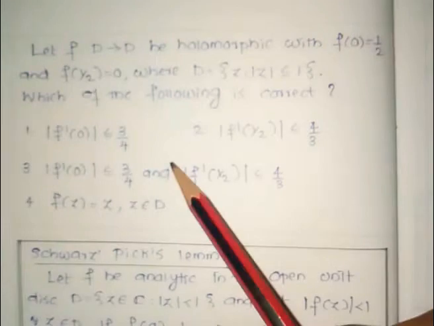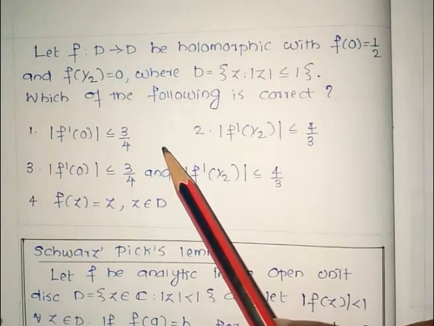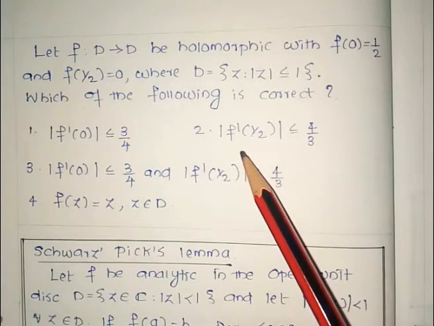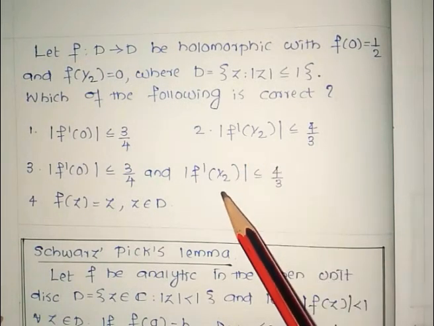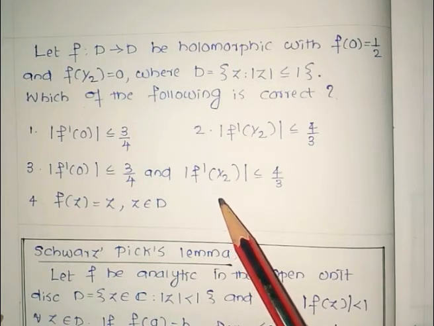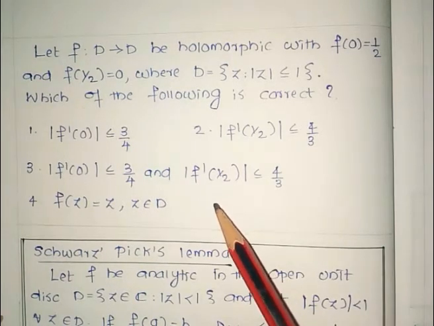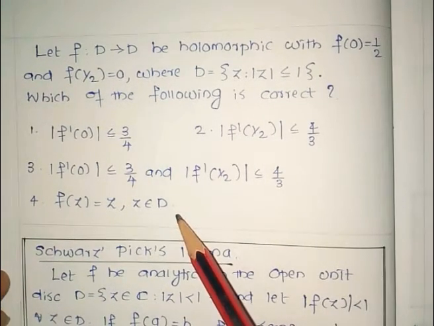Option number 1, |f'(0)| ≤ 3/4. Option number 2, |f'(1/2)| ≤ 4/3. Option number 3, |f'(0)| ≤ 3/4 and |f'(1/2)| ≤ 4/3. And option number 4, f(z) = z for all z belongs to D.